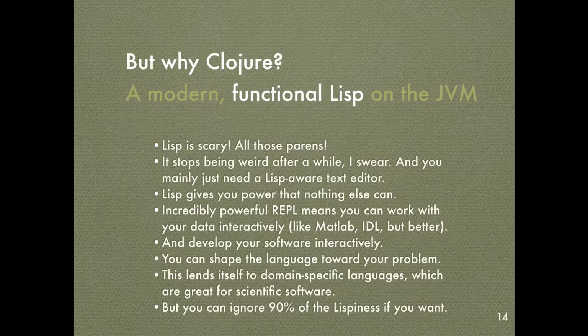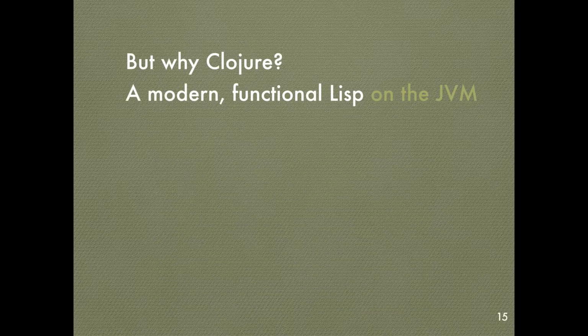And again, you can kind of ignore 90% of the lispiness of Clojure if you want to. It's there if you want it, but you don't have to dive into that world. So it is a modern functional Lisp, which solves a few important problems. It solves the fragmentation problem that historically there have been many implementations of Lisp, and they've not been particularly compatible.